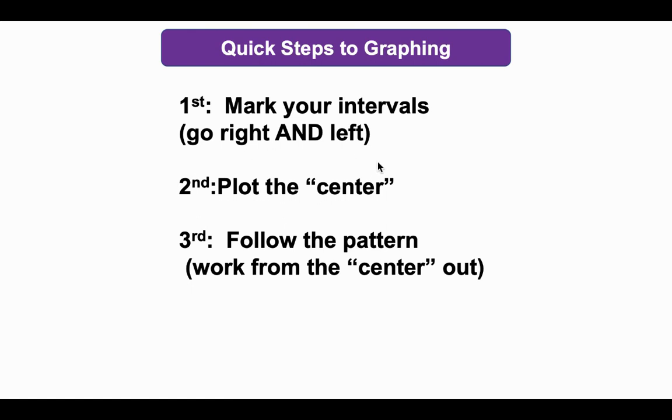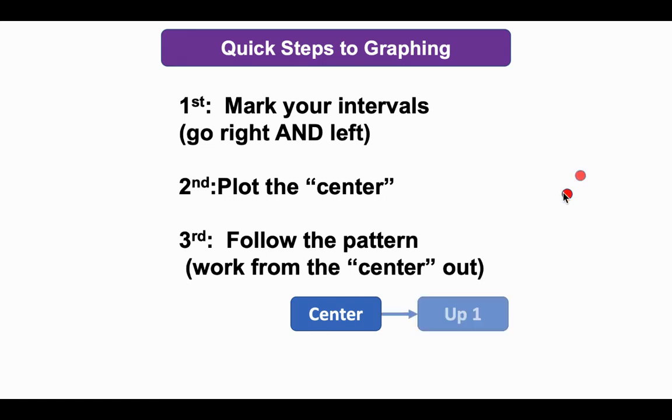Make sure you go to the left and to the right. You're going to plot what we're going to call a center, and then you're going to follow the pattern. You work from the center out, and I'll show you what I mean. First off, you get a point right in the middle. You go to the right and up one, and to the left and down one. These 3 points make a straight line. They should be lined up like this, okay?